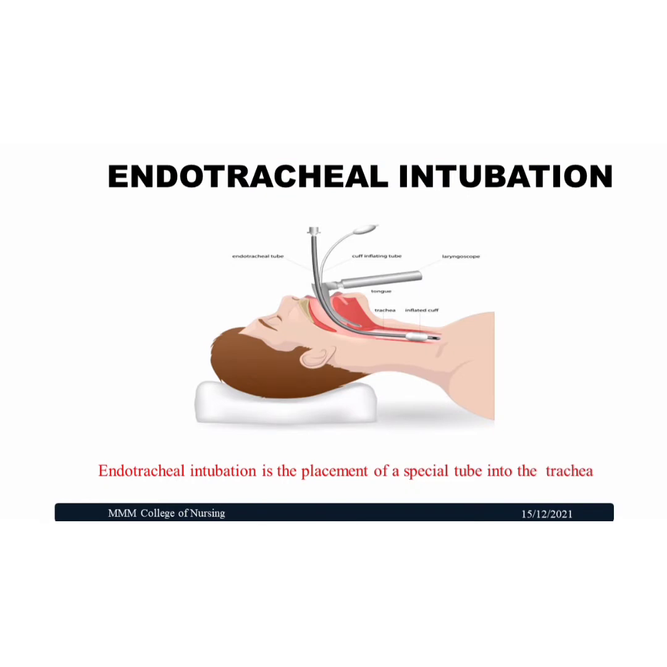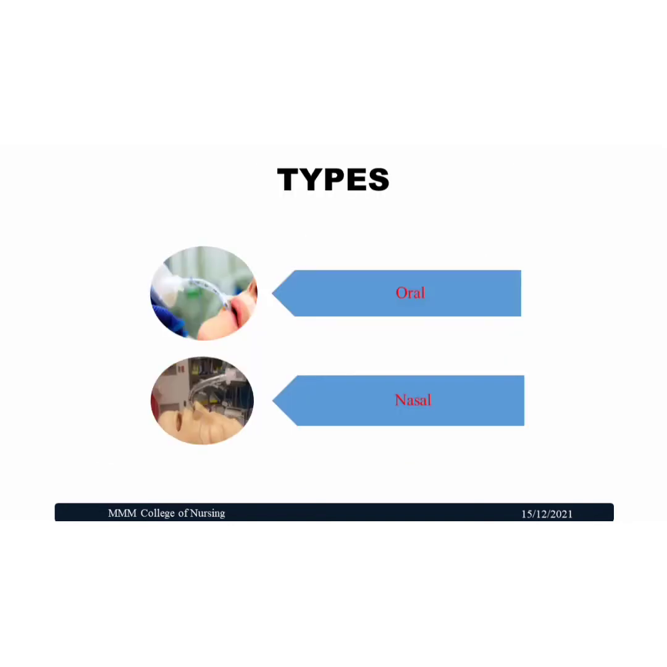So let's start with the introduction to the topic. Endotracheal intubation is the placement of a special tube into the trachea. There are two types of endotracheal intubation. One is oral intubation, which is the most common type, and the other is nasal intubation.